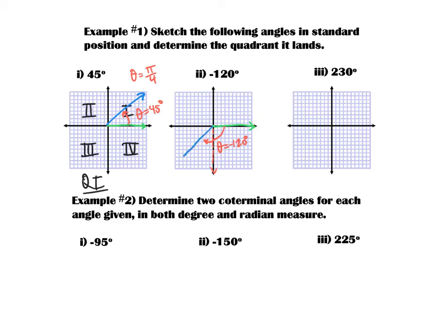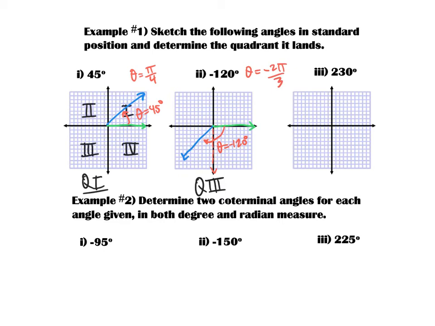Let's go from the vertex. There we go, from the origin. Perfect. That'll land in Q3. Okay, if you're curious, theta would be negative 2 pi over 3. We'll get to conversions in a little bit, like I said.